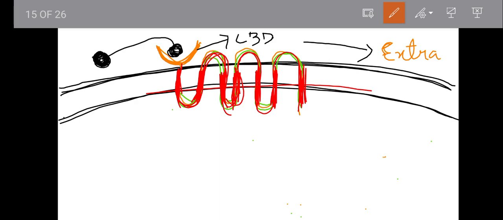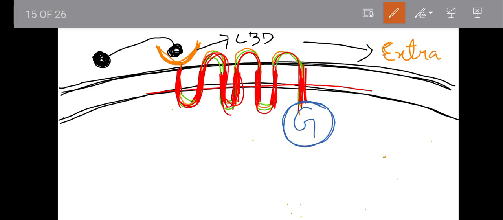So what I can see is that at the end there is a protein attached to this receptor. It is called a G protein. That is the reason it got the name G protein coupled receptor.